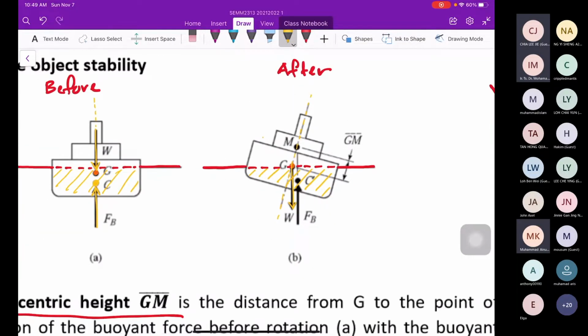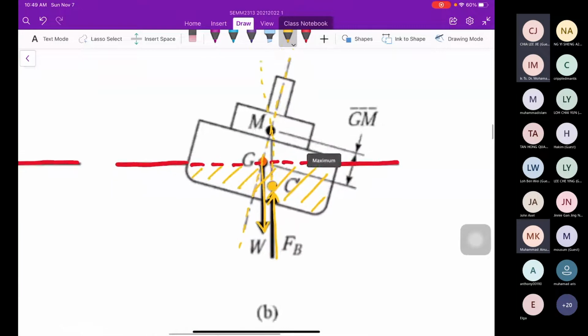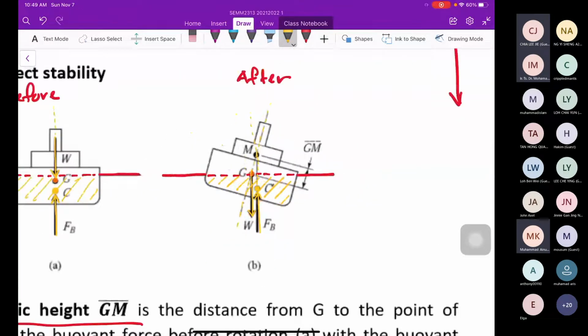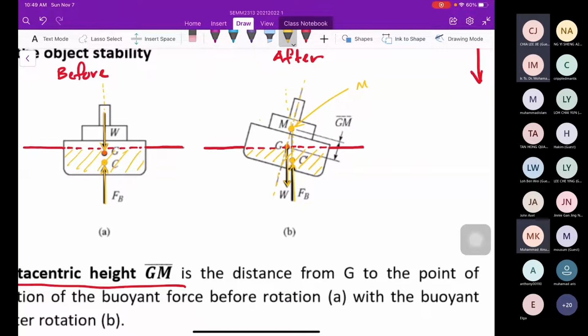So let's say the centroid is here. We have the buoyancy force acting upward. And the distance from G to M: you can see the intersection before and after for the buoyancy force is this M. Now we introduce the M. The distance from M to G we call the metacentric height.